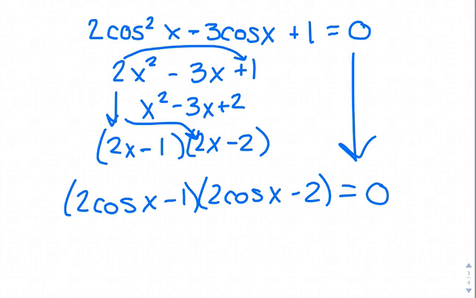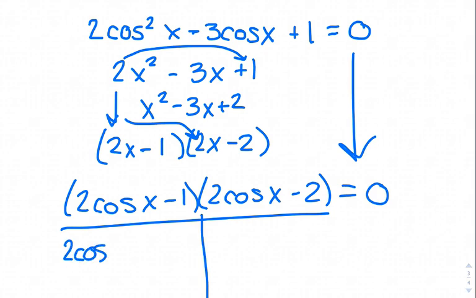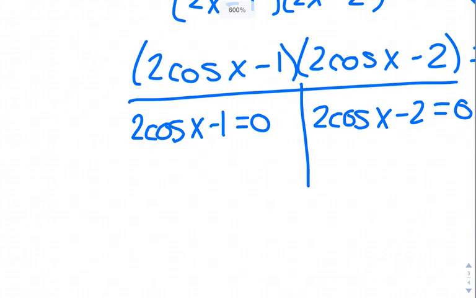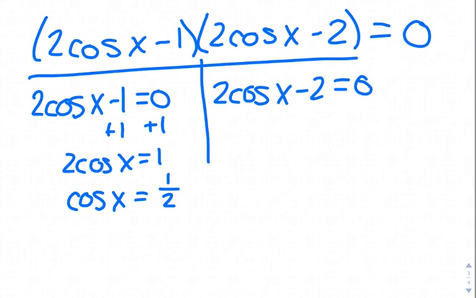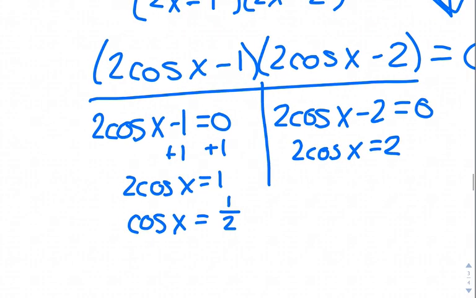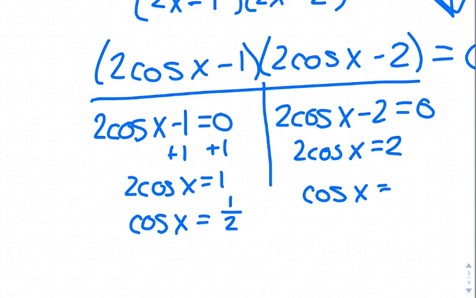Since I have my two parentheses, now I can tee it up or set each equal to 0. So this would be 2 cosine x minus 1 equals 0, and this is 2 cosine x minus 2 equals 0. Focusing on this one, I add 1 to the other side and get 2 cosine x equals 1, so cosine x equals 1/2. On the other side, I get 2 cosine x equals 2, divided by 2, cosine x equals 1. So I figured out what cosine x can equal: 1/2 or 1.